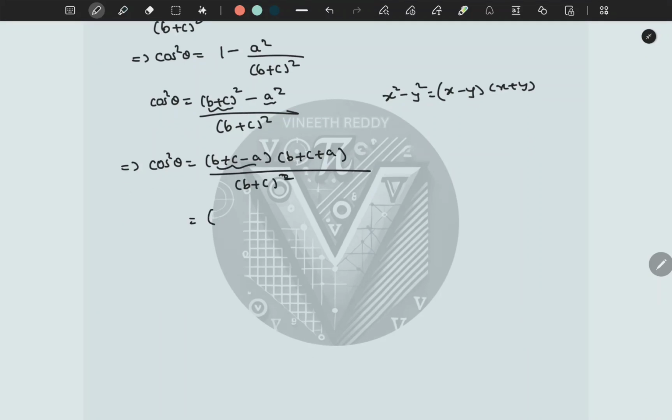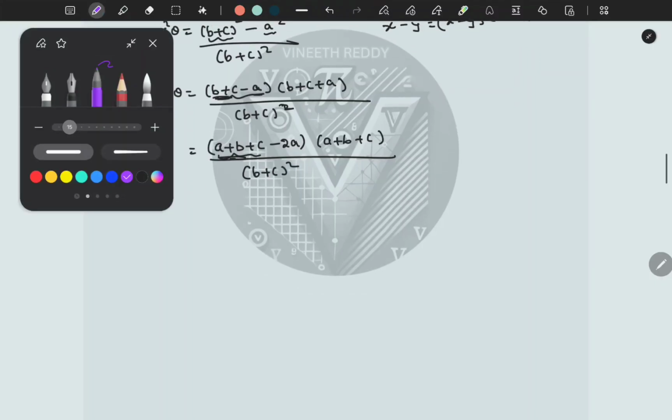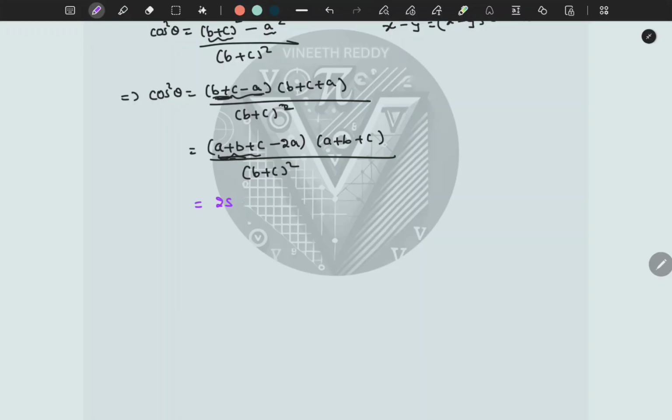So with this part what we will do is we will add and subtract a, so we can write a plus b plus c minus 2a. I hope you are with me, because add a, so we get a plus b plus c, and subtract a is minus 2a. And again we have a plus b plus c here divided by b plus c whole square. Now what is a plus b plus c? A plus b plus c is nothing but 2s, minus 2a into 2s divided by b plus c whole square, right?